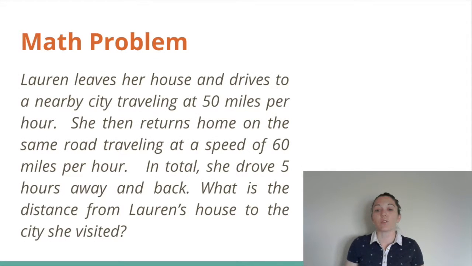Let's pretend we are going to read the following math problem to the students. Lauren leaves her house and drives to a nearby city, traveling at 50 miles per hour. She then returns home on the same road, traveling at a speed of 60 miles per hour. In total, she drove 5 hours away and then back. What is the distance from Lauren's house to the city she visited?